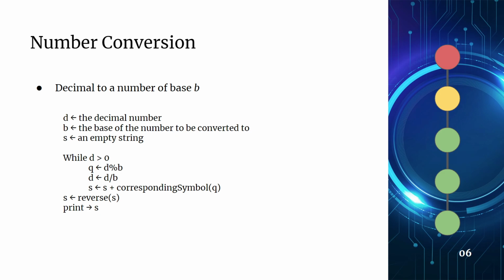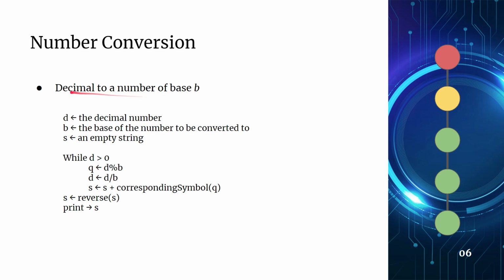In hexadecimal we have 16 digits: 0 1 2 3 4 5 6 7 8 9 and a b c d e f. So there are a total of 16. So hexadecimal is a base 16 number system. So here we can see the process of a decimal number being converted to a base b number.